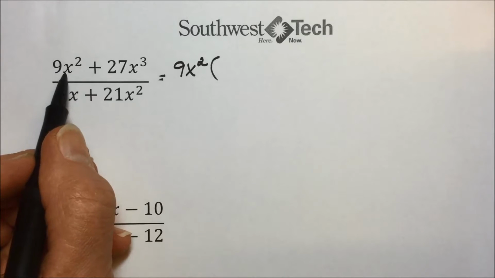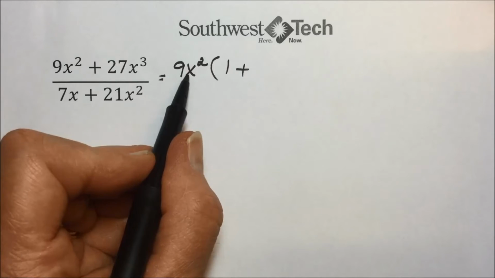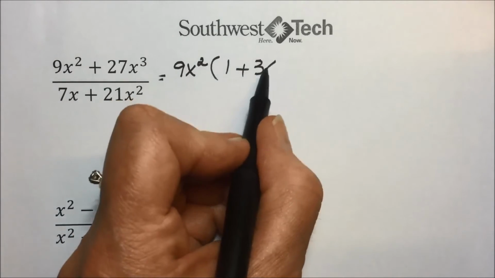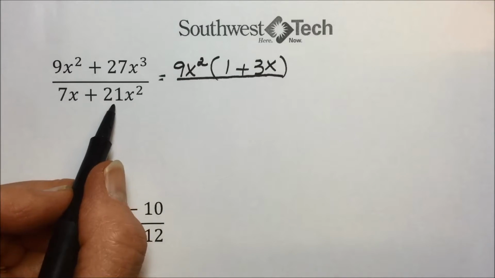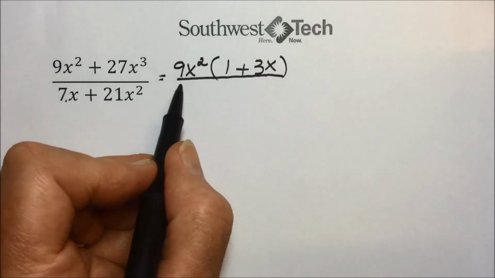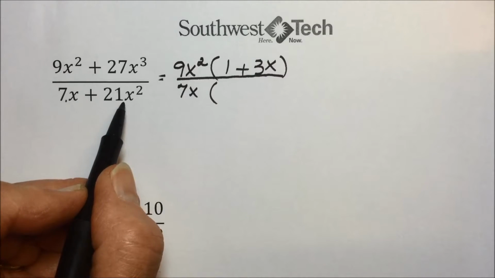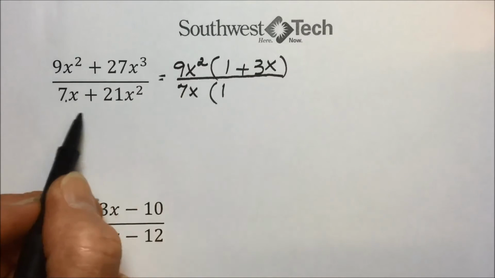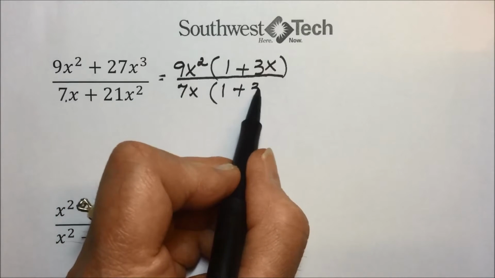Dividing the first term by 9x squared leaves a 1. 27x to the third divided by 9x squared, 27 divided by 9 is 3. X to the third over x to the second leaves an x. In the denominator, the greatest common factor is a 7 in terms of the integers, and an x for the variables is the lowest power common to both of those terms. Factoring is dividing, so 7x divided by 7x leaves a 1. 21x squared divided by 7x leaves a 3x.